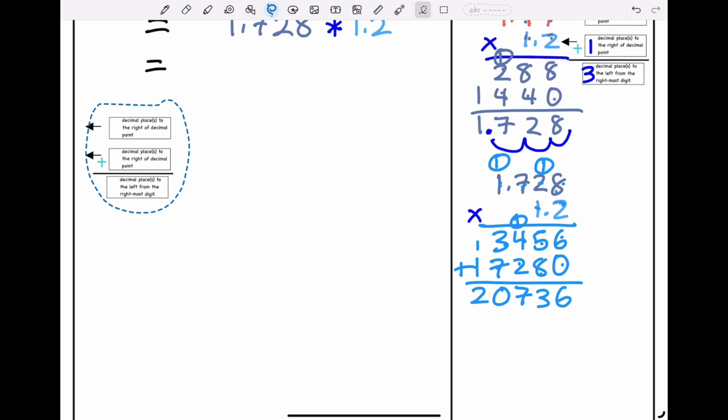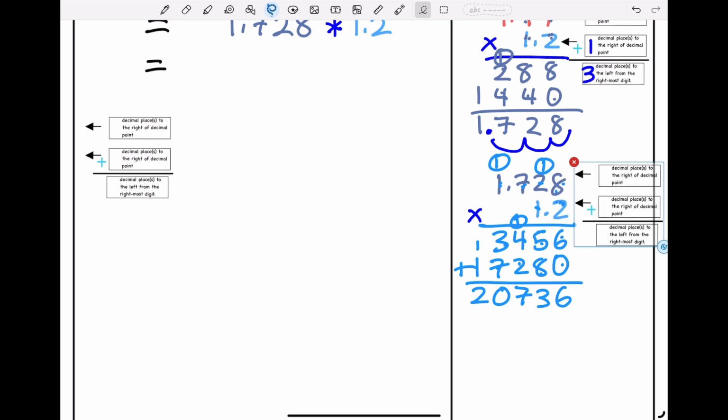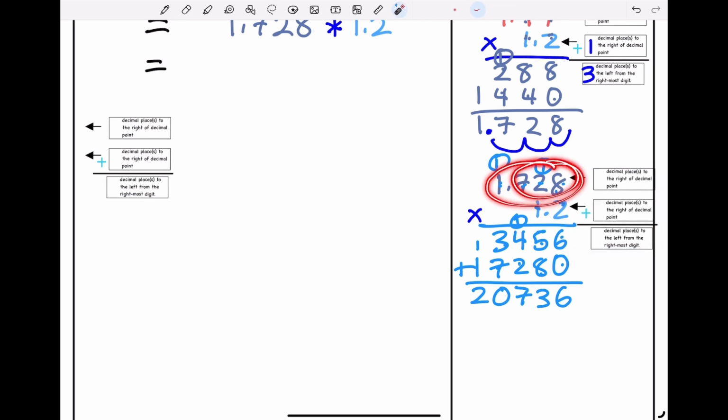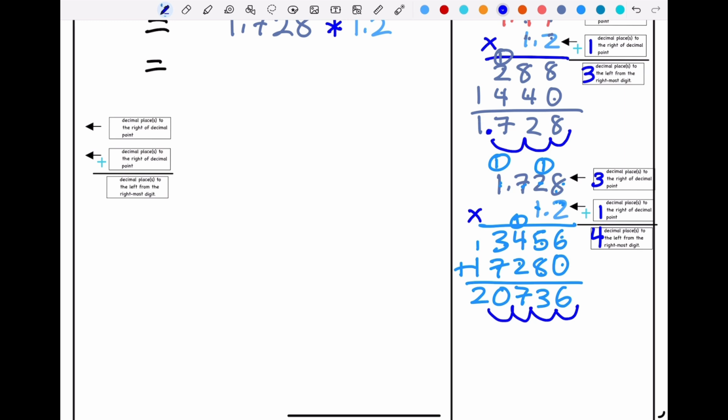Now we have to count the decimal places. Alright, so let's copy that. Let's paste. There you go. So 1.728 has 3 decimal places to the right of the decimal point. So we have 3 here. And then again for 1.2 we only have 1 decimal place to the right. So this is 1. We add the 3 and 1, which gives us 4 total decimal places. And starting from the very right, we're going to move 4 decimal places to the left. So we have 1, 2, 3, 4. And that's where we're going to put our decimal point.